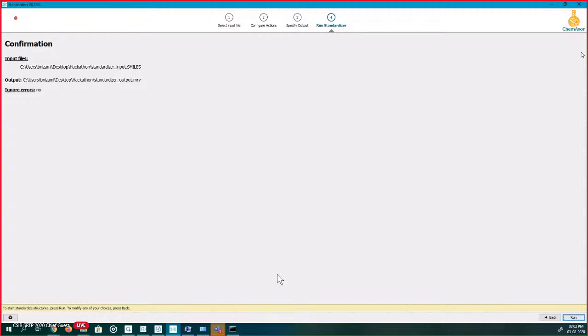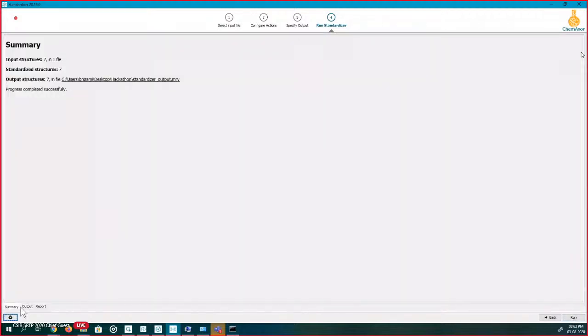Now everything is configured. I have given my input molecules, I have defined what I want to do with the standardizer, and I have defined my output. So I'm ready to run this command. Here at the bottom, you see run command. I'm going to run it, and it's finished.